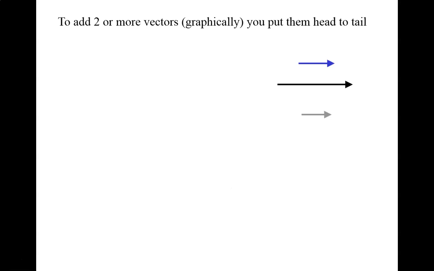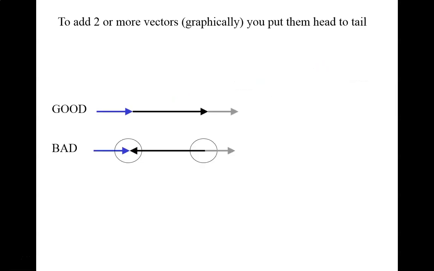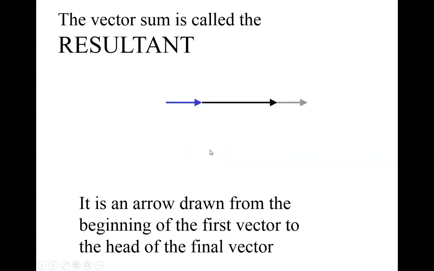So this is how you add vectors graphically. You just simply put them tip to tail. So tip to tail, tip to tail, tip to tail. And then you can't touch arrowheads or touch tails. That would be poor form for adding.